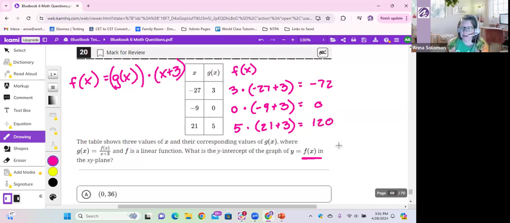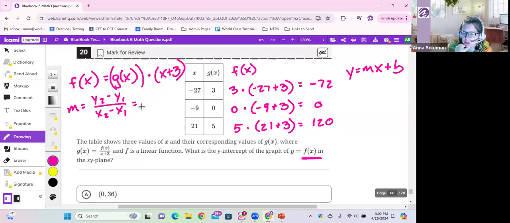What we end up with is a line. Now the previous situation was a parabola, but this one is a line. So all we have to do is find the y-intercept. Let's use y equals mx plus b. We can pick 2 points to find m. The formula for slope is y2 minus y1 over x2 minus x1. Let's pick these two.